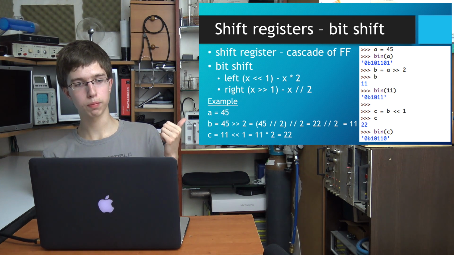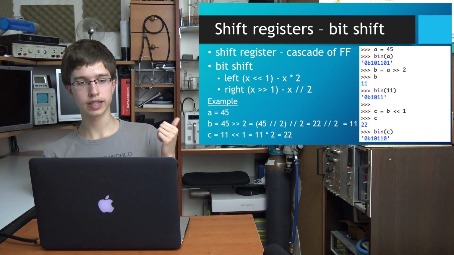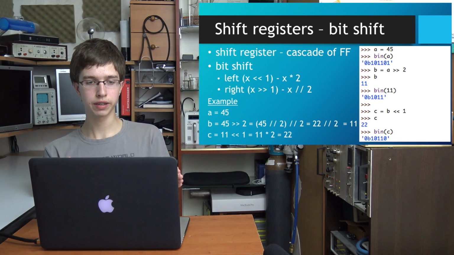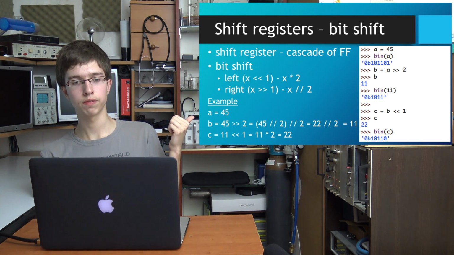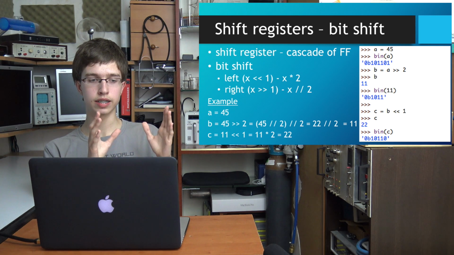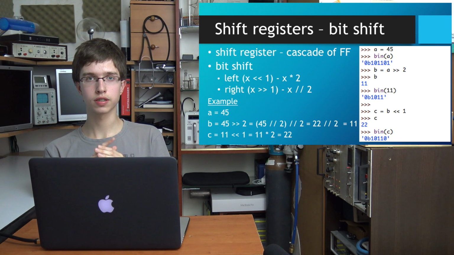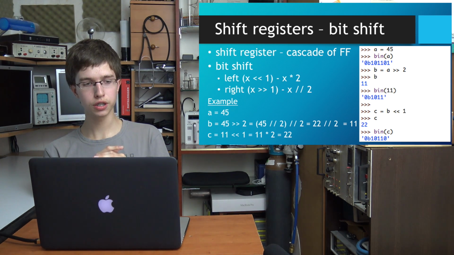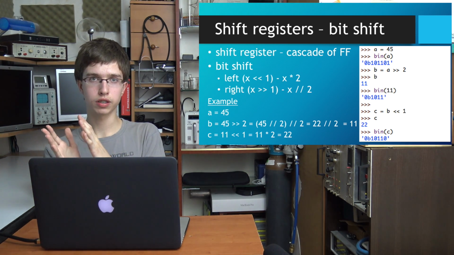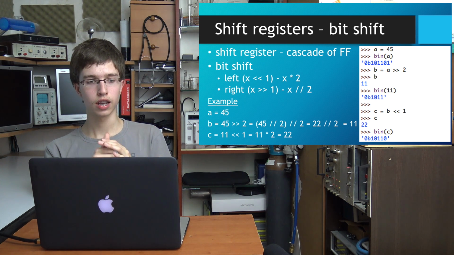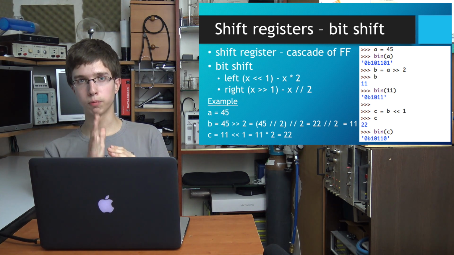And here we have an example of one bit array, so a is equal to 45. In binary expression it is this bit array. Now b is this a shifted 2 positions right, so it is divided by 2 two times by integer division, and then c is b shifted left by 1 position, so it is multiplied by 2 one time.